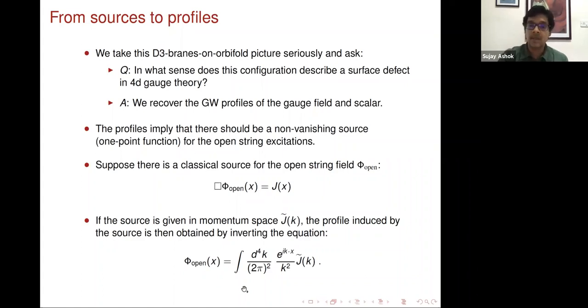Okay. So what we think is happening is that the presence of the orbifold is inducing a source for the open string fields. Right? And once we have a source, then naturally that will lead to some profiles for the open string fields. So our first goal will be to understand the nature of this source. Okay? So is this point clear? That if the orbifold is going to play a role in realizing the defect, there must be some source for the open string fields.